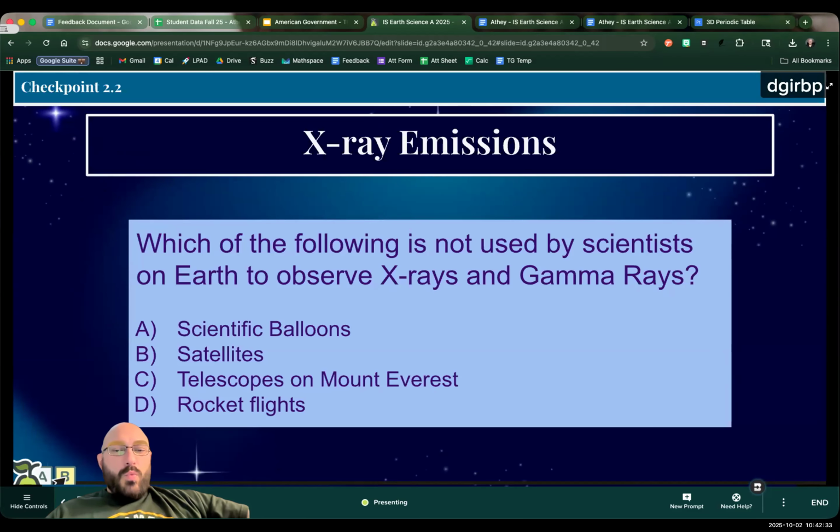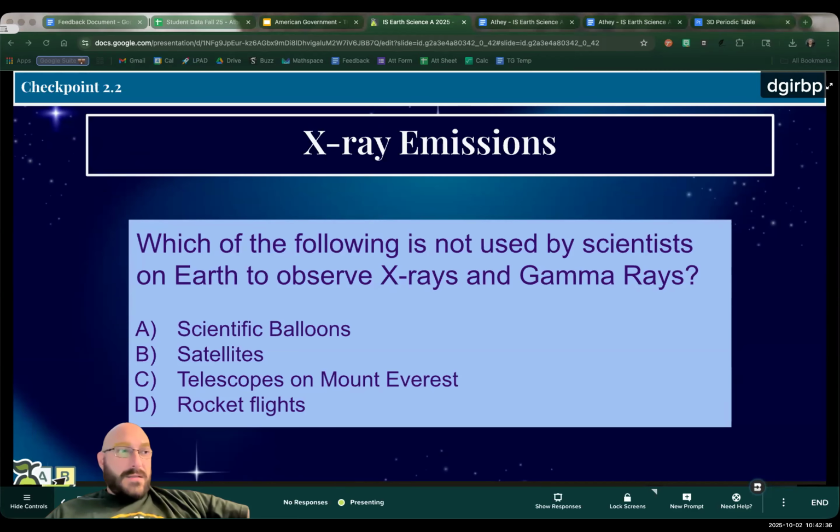So, which of the following is not used by scientists to observe X-rays and gamma rays? Yes, any black hole would have sufficient gravitational pull to yank you in. So it turns out telescopes on Mount Everest. We don't really have telescopes on Mount Everest, guys.